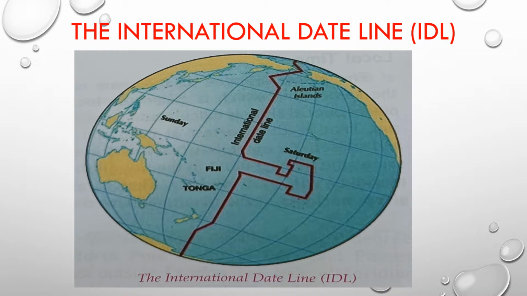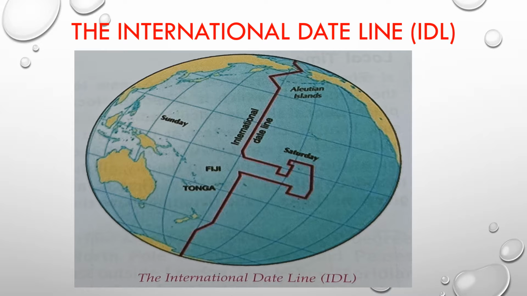Now students, let's understand the international date line, known as IDL. The international date line is also an imaginary line like all the other lines of the grid, that is all the latitudes and all the longitudes. I already told you that they are imaginary lines made by human beings to study and locate the time, or to read a place properly.